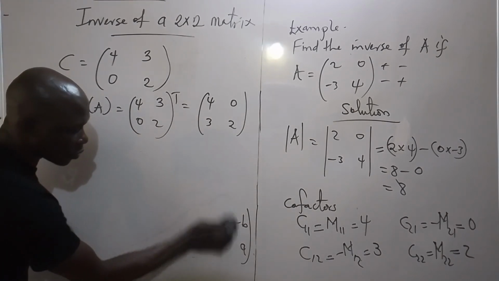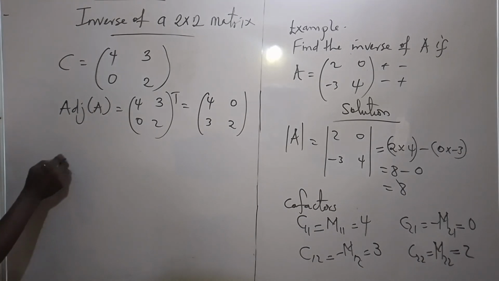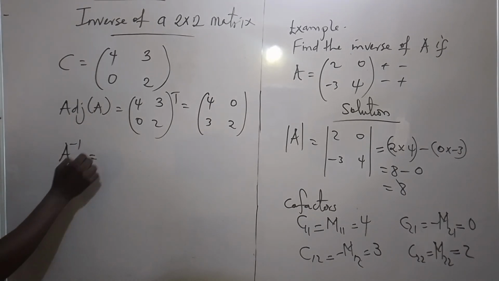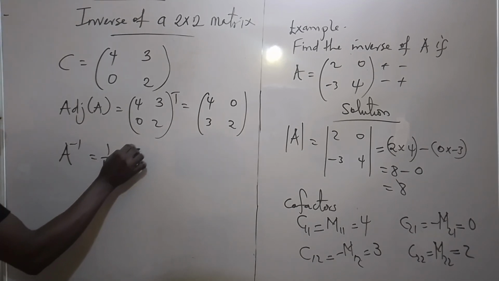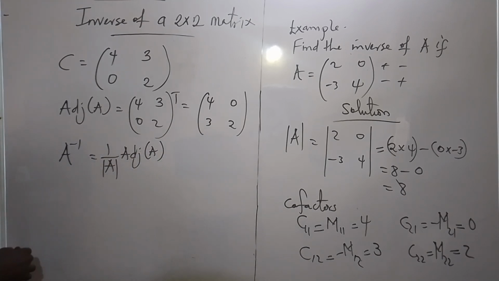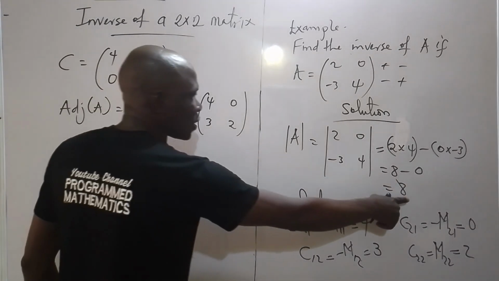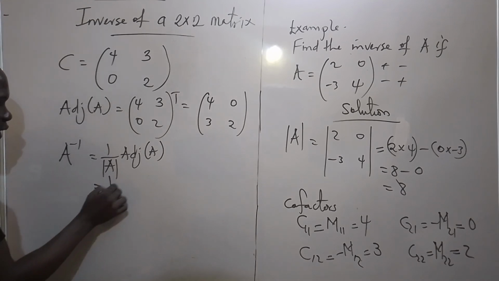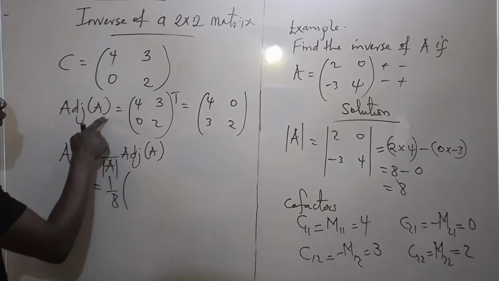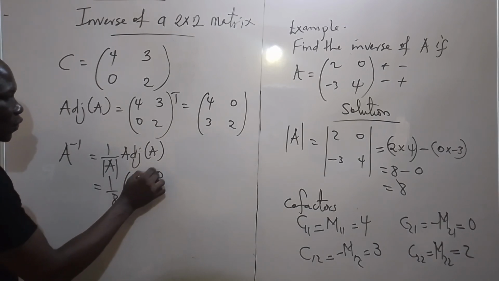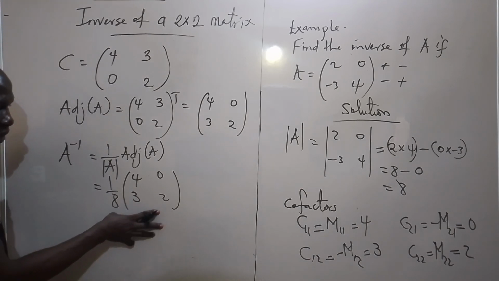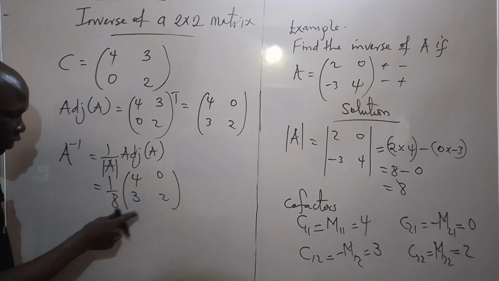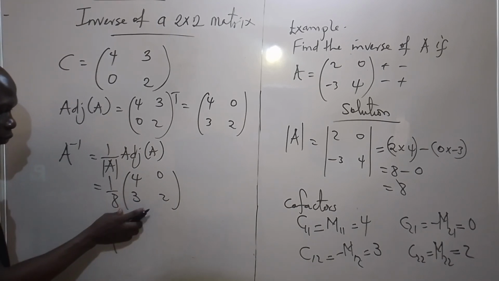Then we can now find the inverse of matrix A. The inverse of matrix A is therefore equal to 1 over the determinant of matrix A times the adjoint of matrix A. The determinant of matrix A has been calculated here to be 8. So 1 over 8 times the adjoint of matrix A, which is 4, 0, 3, and 2. If you so desire, you can leave the inverse at this stage. And if you don't want to, you can multiply this out. This is a simple scalar multiplication.